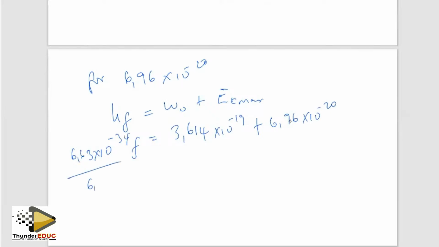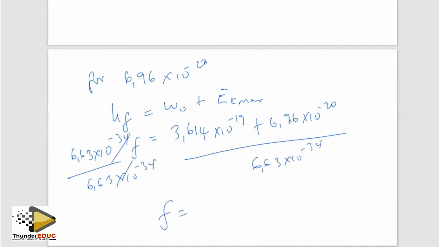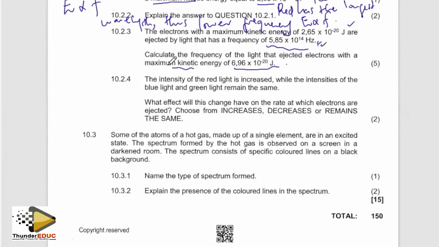All right, then I'm going to divide both sides by Planck's constant. That cancels that. When I punch that into the calculator, I'm ending up with 6,5 times 10 to the 14 hertz.